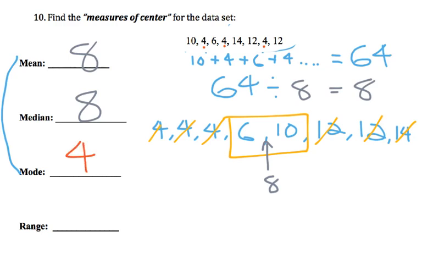And then finally, the range is whatever the largest number, or the maximum, subtracted by whatever the smallest number is, or the minimum. And in this case, I see that we have a 14, that's the max, and we have a 4. So that's why the range is 10.